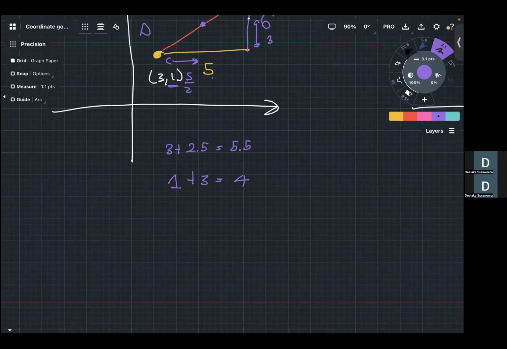Are there any questions about this? No? Yes. Why do you add 3?